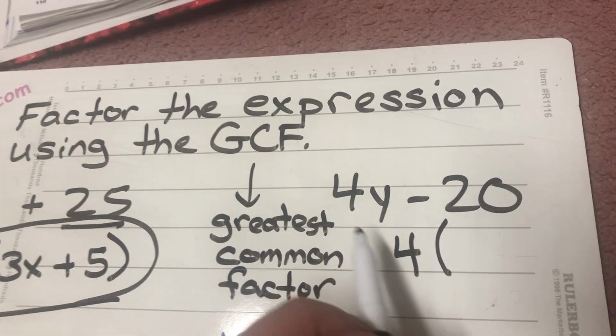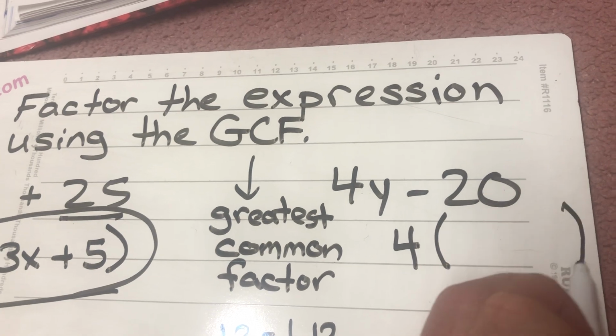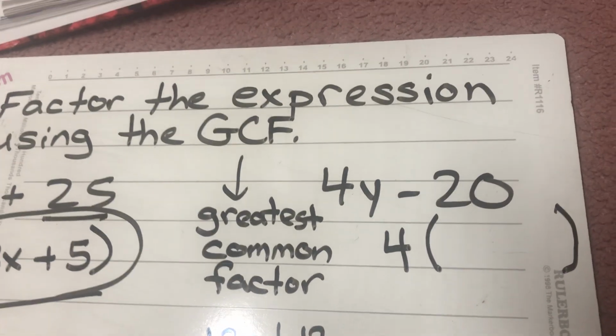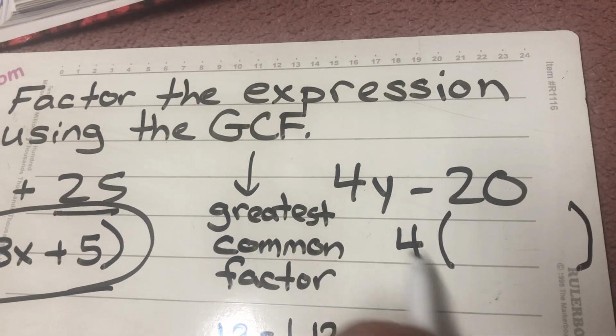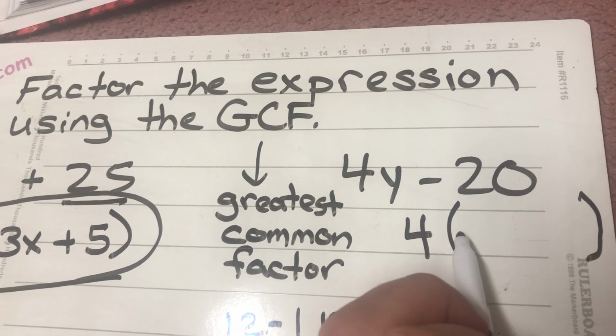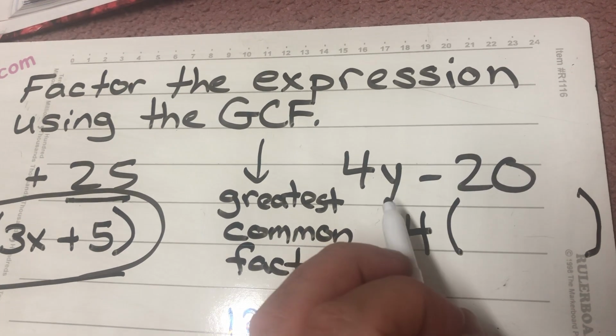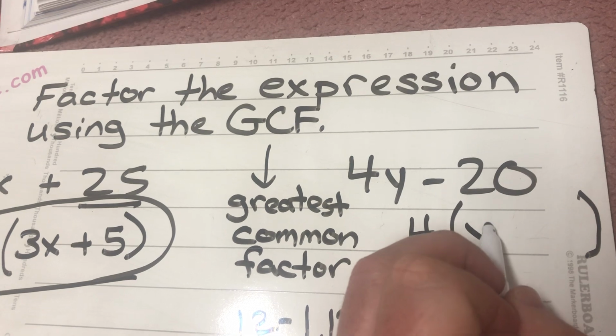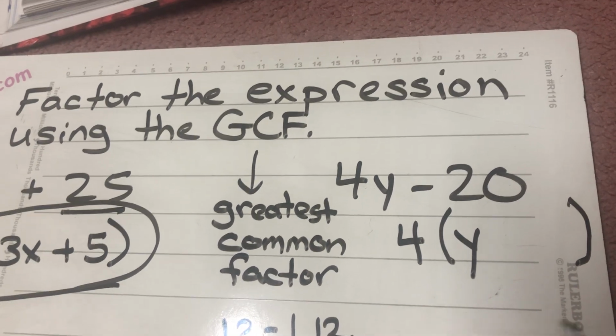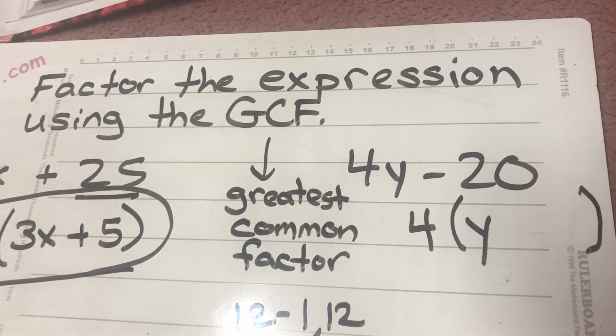Now, 4y divided by 4 is essentially 4 divided by 4, and 4 divided by 4 is 1. But remember, I don't put a 1 in front of a variable. So the only thing I'm going to put is y. You'll get it incorrect if you put 1y.